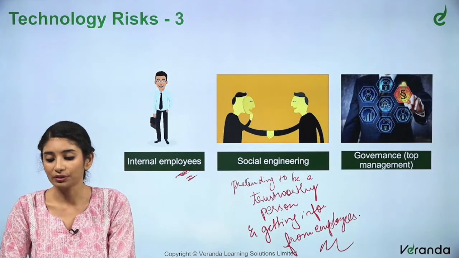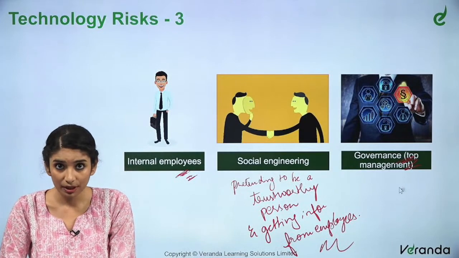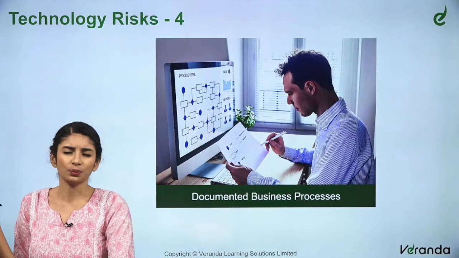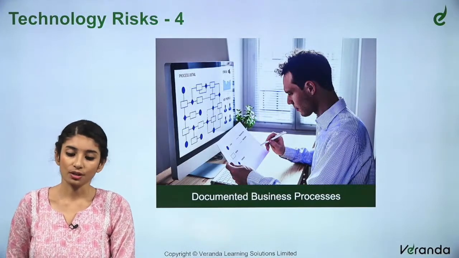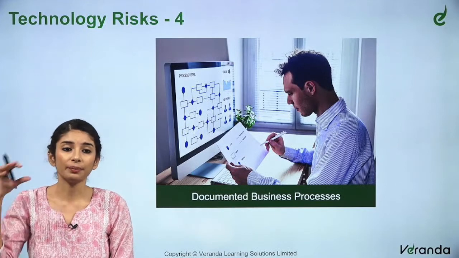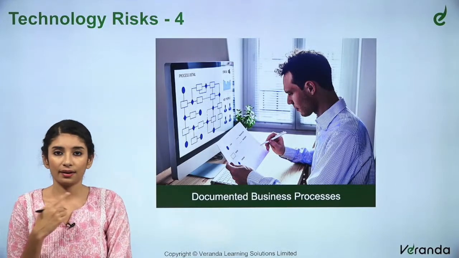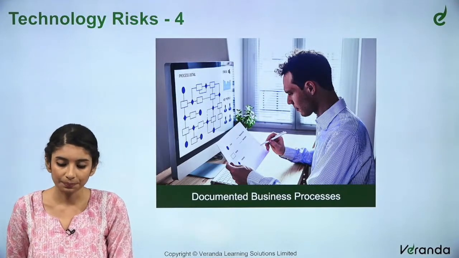Next, I have the governance, top management. The governance needs to be ahead of the game. They need to understand their systems. If they give up suddenly saying that it's too complicated, we cannot handle it, then it's going to be a major risk. Documented business processes. If all the processes are not documented, it could lead to a major risk because you have so many digital assets across the organization. You need to have all of that documented very well.